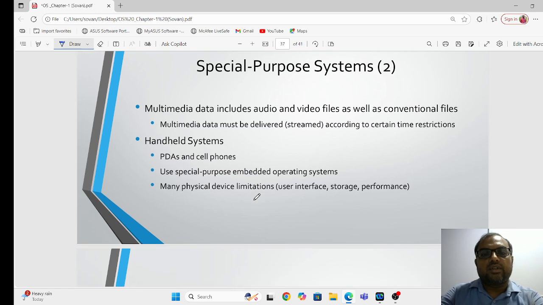There is another special purpose system, the multimedia data systems, where you can store audio or video files, as well as converted files in the multimedia systems, or we can handle them in other systems also.